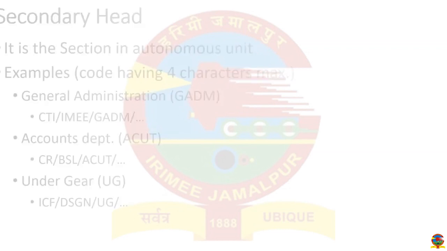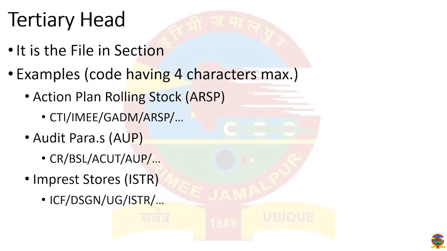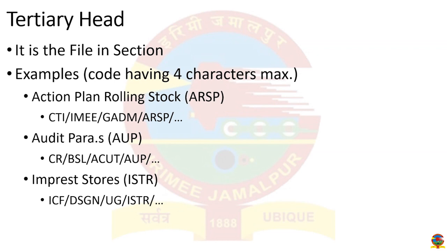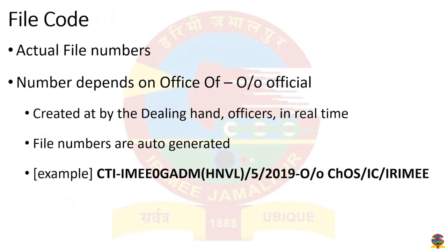Tertiary head, this is the actual file in the section. Tertiary head is also encoded using a maximum of 4 alphabets. For example, rolling stock program could be RSPP, or rolling stock action plan ARSP, or audit para by AUP, or Imprest Store by ISTR. Again, these are just examples and vary from unit to unit. File codes are actual file numbers. These are automatically generated. One example is given here.